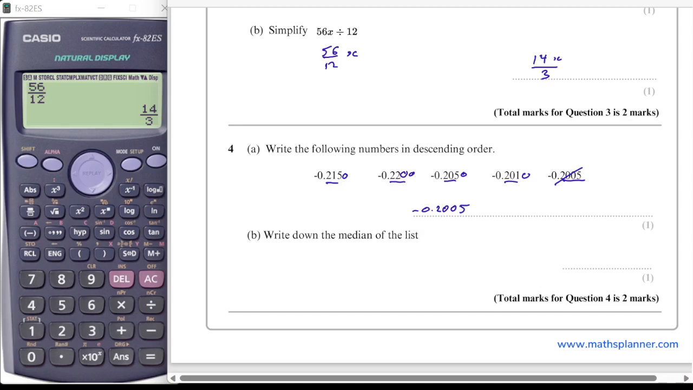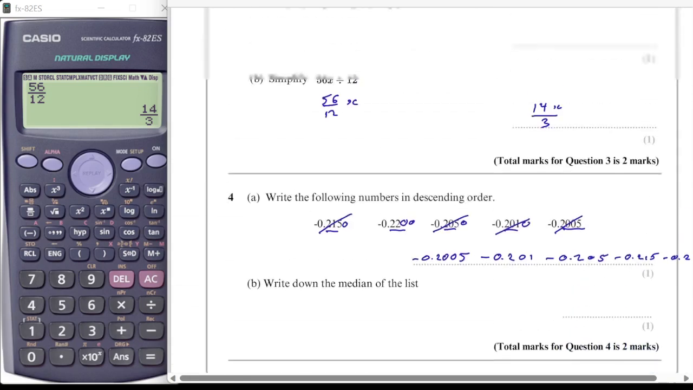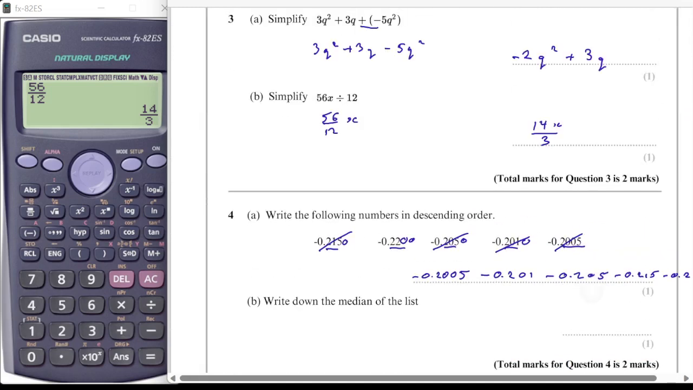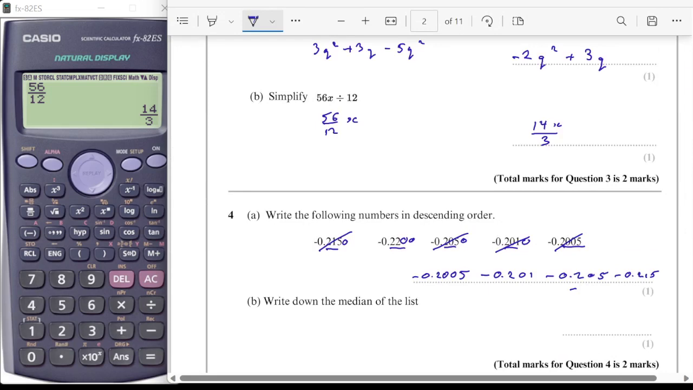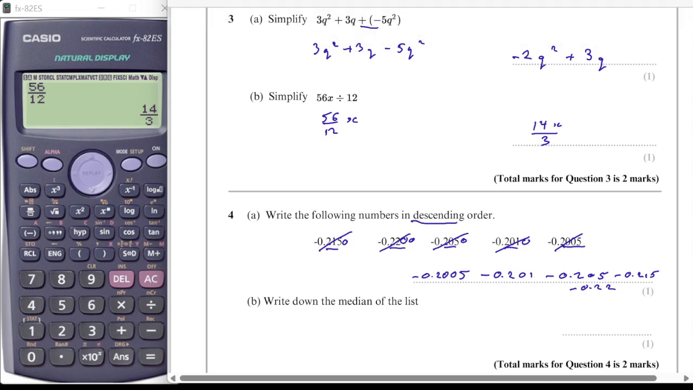So my next smallest one is going to be this one, 2010, which started life as minus 0.201. My next smallest one then is going to be this one here, minus 0.205. My next smallest, or next largest technically, but I'm just looking at the digits at the moment, is going to be this one, minus 0.215, leaving me with minus 0.22 as my final number, and it's not letting me write there, so I'm going to write it underneath. Because I was viewing them as the digits rather than the whole numbers, and I'm asked to do them in descending order, that is in descending order. Technically, this is the largest going down to the smallest because we've got negative numbers.